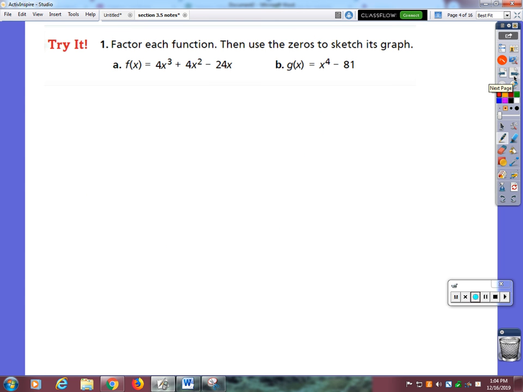All right, so let's try another one. This time let's start with 4x cubed plus 4x squared minus 24x. This time they've upped the difficulty level just a little bit because it's not factored. So we have to do that part of the job all by ourselves. We have to factor it.